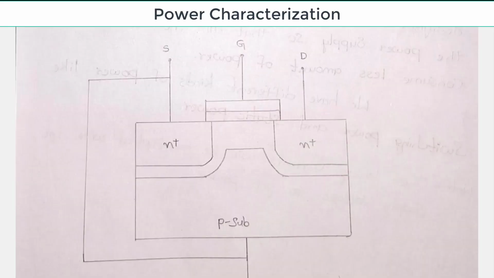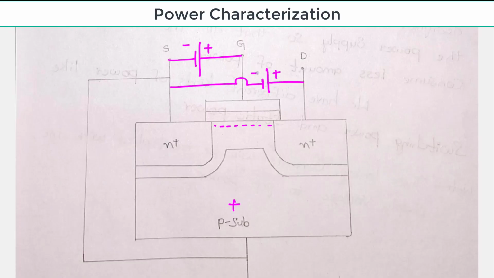Let us see what this means. So here P, which is positive, so I am connecting gate to positive and source to negative. This is positive, this is negative. Because of this, it leads to the formation of channel. So here channel gets formed, and we need to apply the potential between drain and source. So here I am connecting source to negative and drain to positive. So this is positive, this is negative.